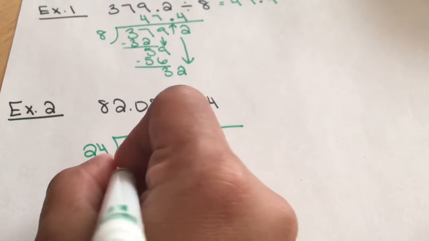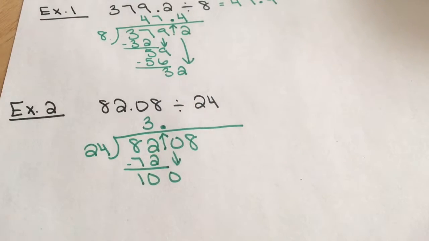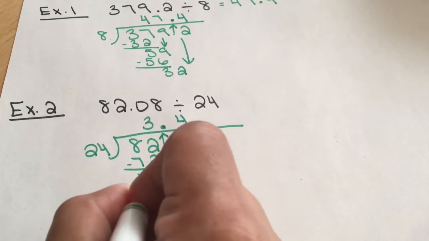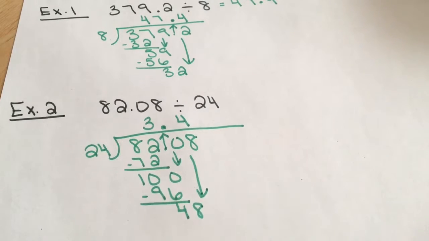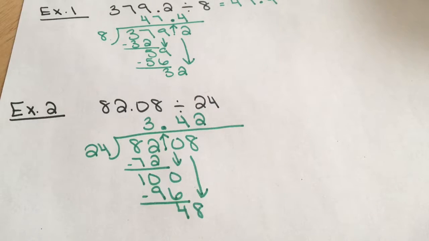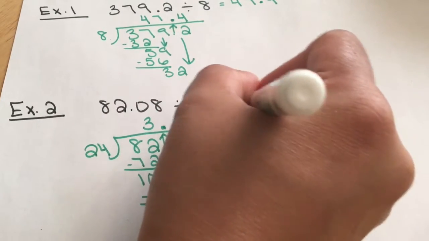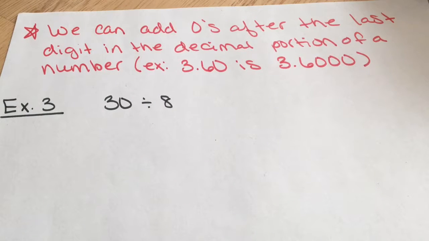So 24 will go into 82 3 times. That's going to give us 72. When we subtract that, we'll get 10. I'm going to go ahead and bring down that 0. That's going to give us 100. 24 into 100 will go 4 times. 4 times 24 is 96. 100 minus 96 is 4. We're going to bring down that 8 that's remaining, and 24 goes into 48 2 times. We're finished. There's nothing else to bring down. Therefore, our answer when we divide 82.08 by 24 is going to be 3.42.